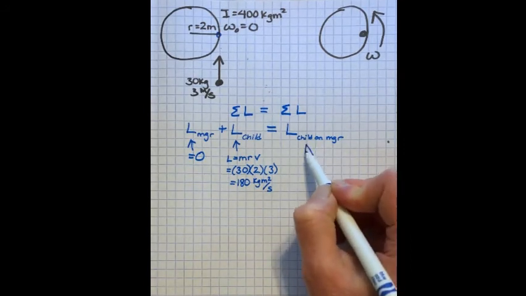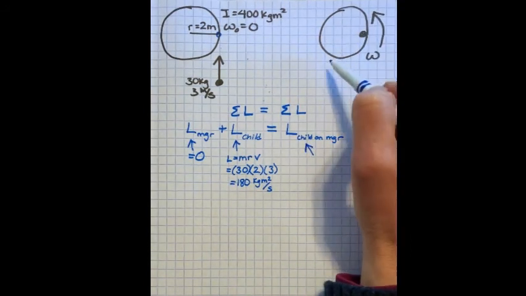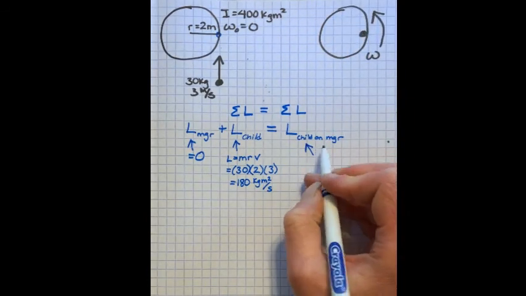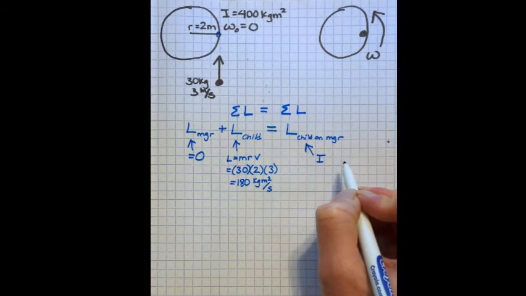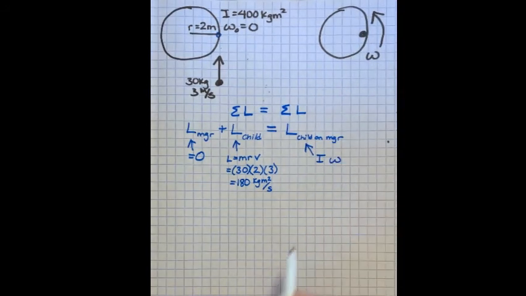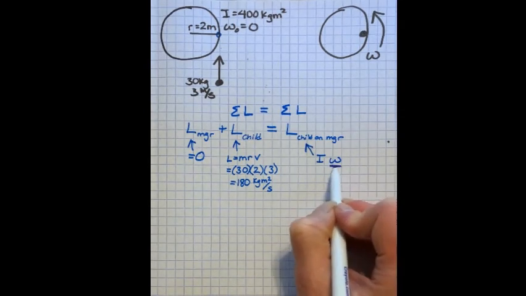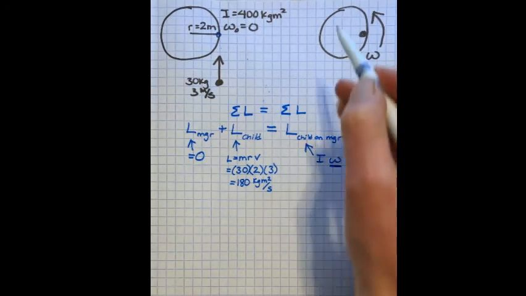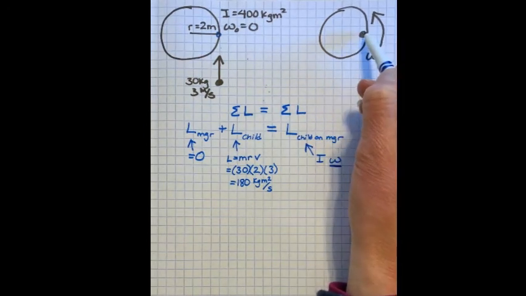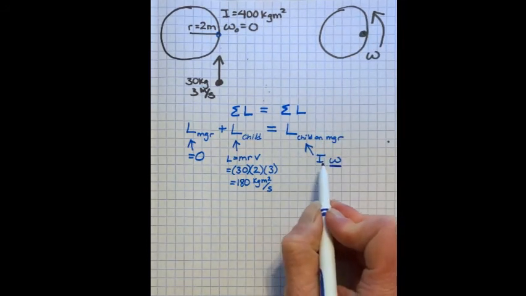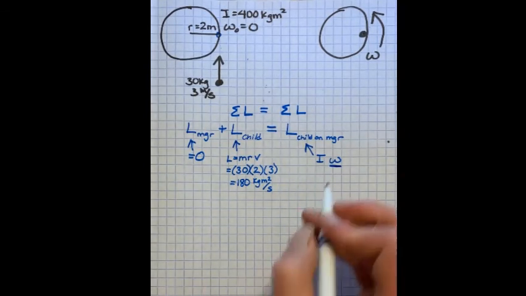All right, after the child is on the merry-go-round and the whole thing is rotating, this angular momentum will be equal to the rotational inertia of the child plus the merry-go-round multiplied by the angular velocity. And this is what we're really trying to solve for. So just like in the previous example, once the child has jumped onto the merry-go-round, they're moving together, but we can add up their rotational inertias to get the total rotational inertia.